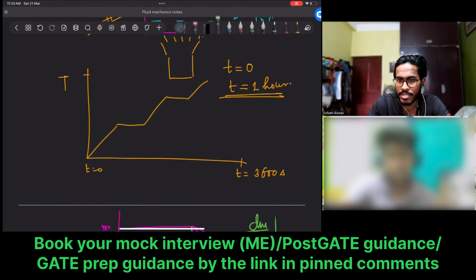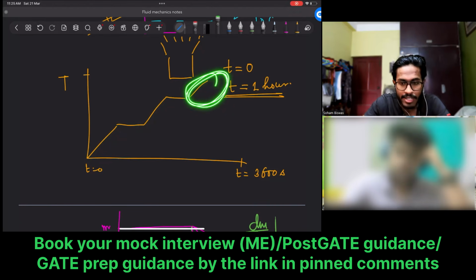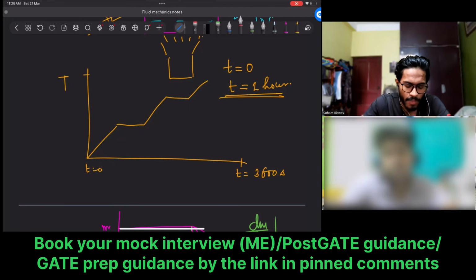Now go back to your thermodynamics and see how this Cp will vary. Will it decrease with temperature or will it increase with temperature? And after it reaches 100 degrees Celsius, if I write the heat balance equation, that is Q into dt is equal to m water, not m dot, into Cp vapor, sorry, m dot vapor into Cp vapor into dt. This will be my equation, right?